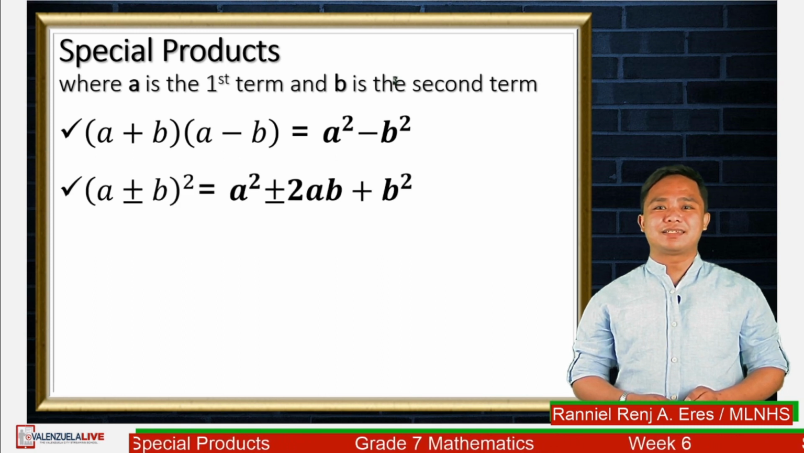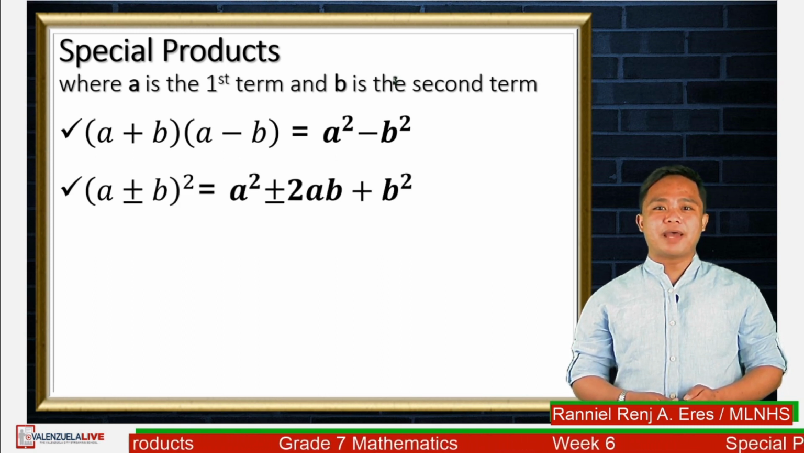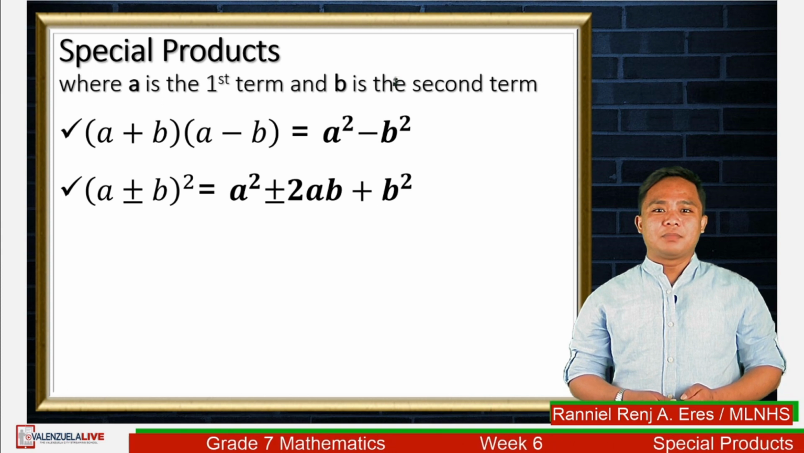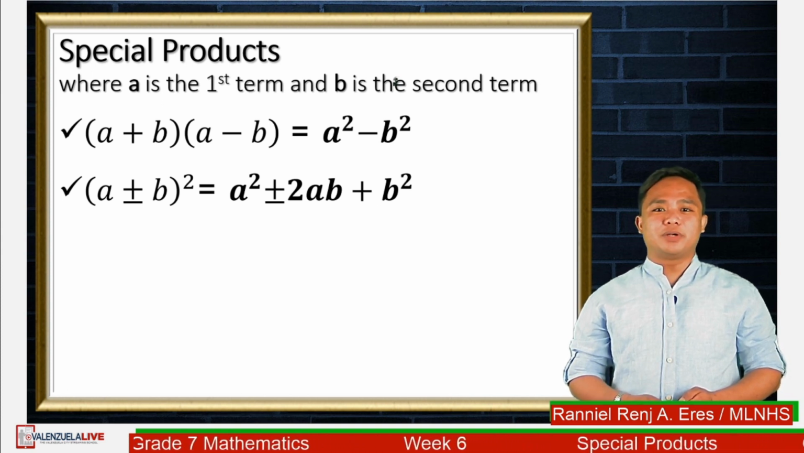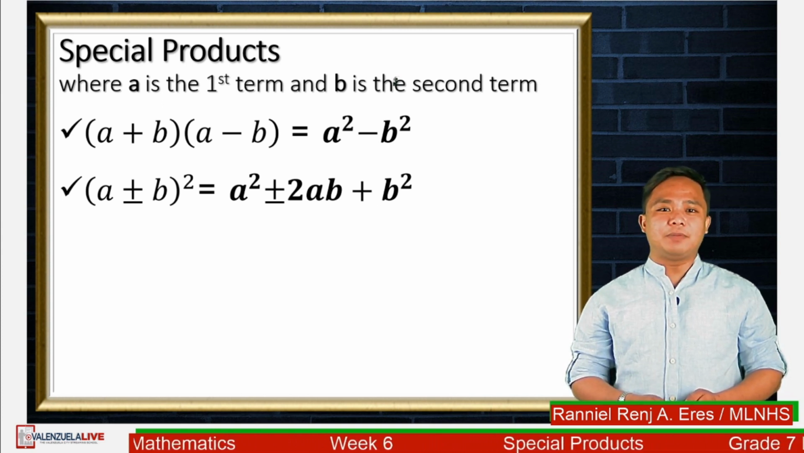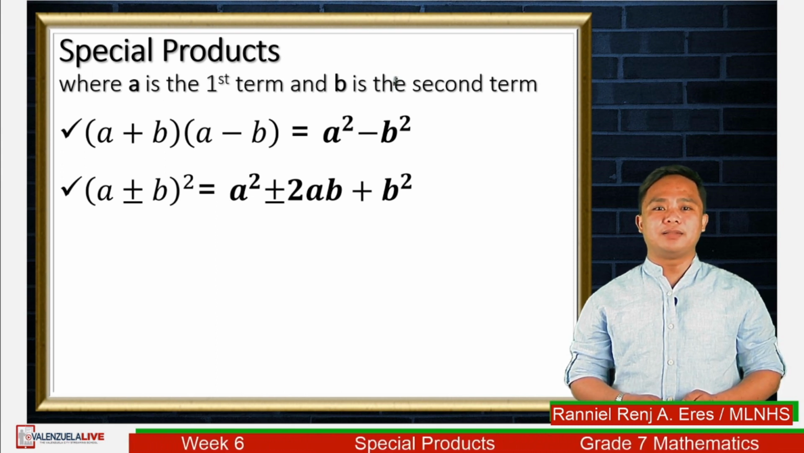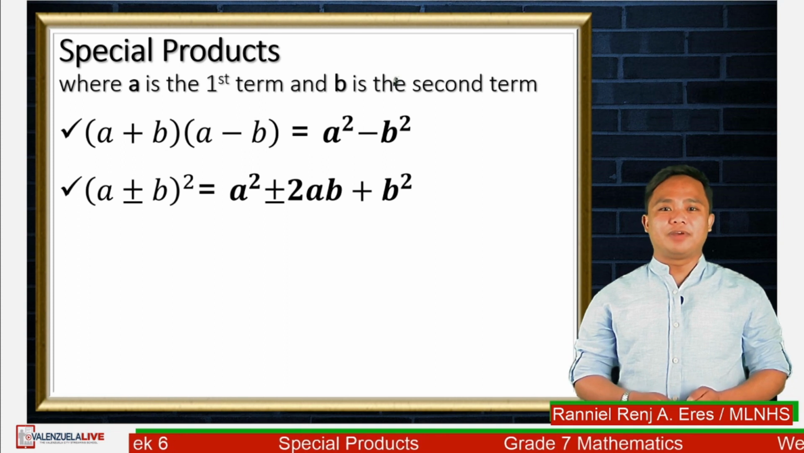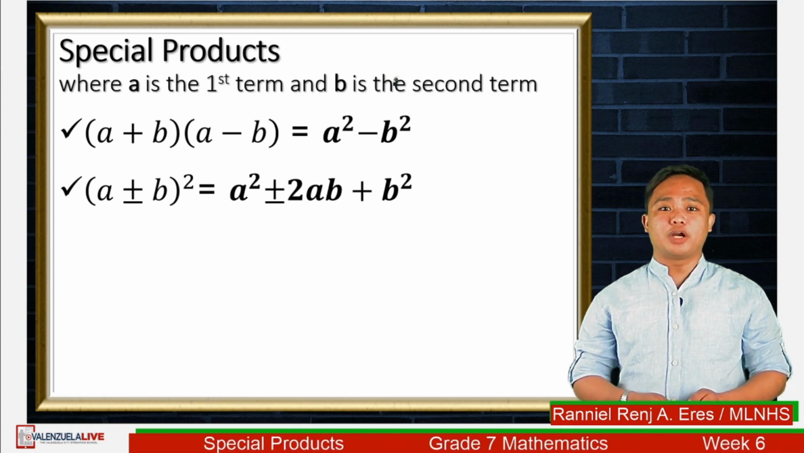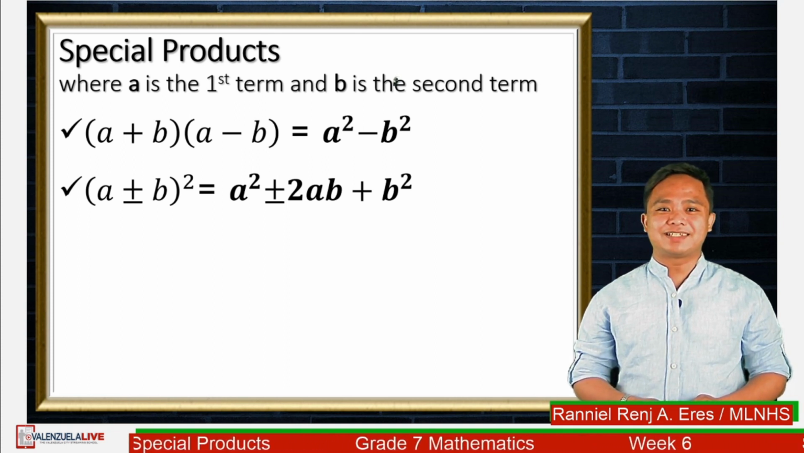Next is A plus or minus B squared. That is equal to A squared plus or minus 2AB plus B squared. Take note that the sign of 2AB will depend upon the sign of our given, and it is called the square of a binomial.